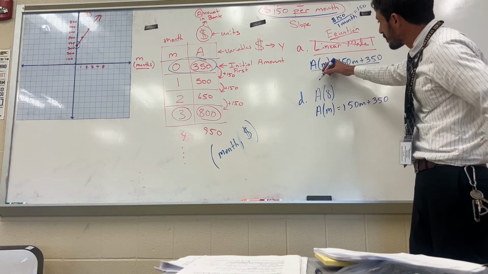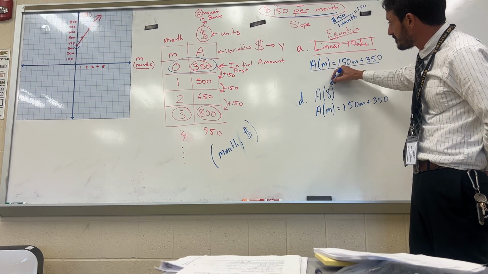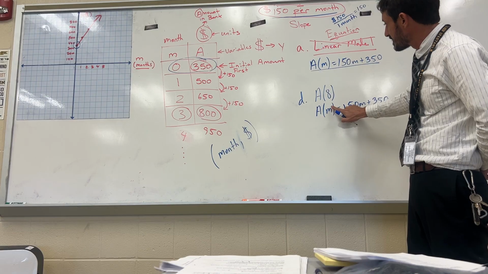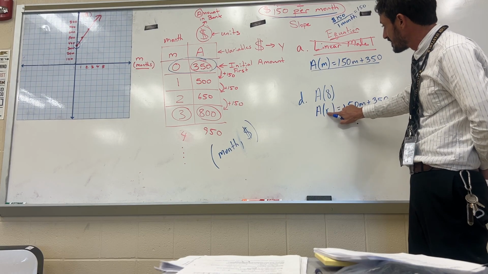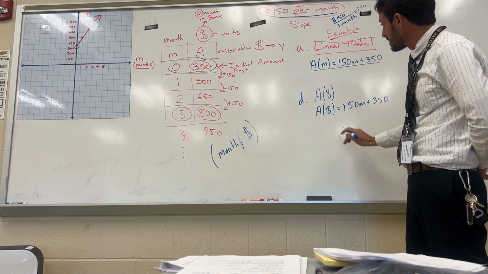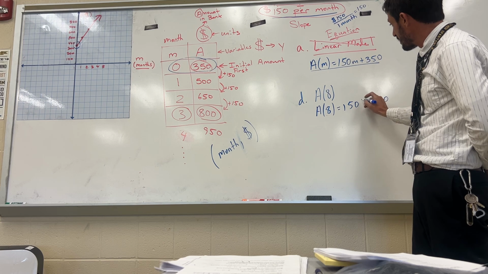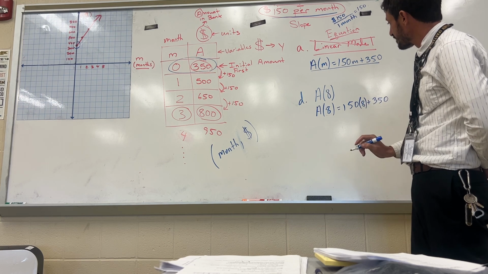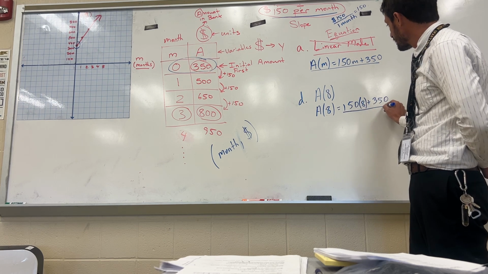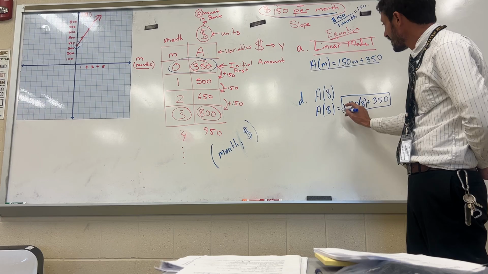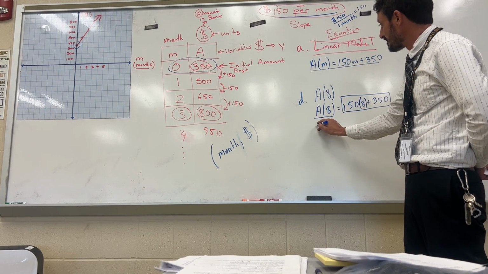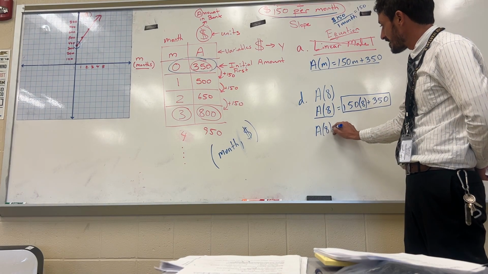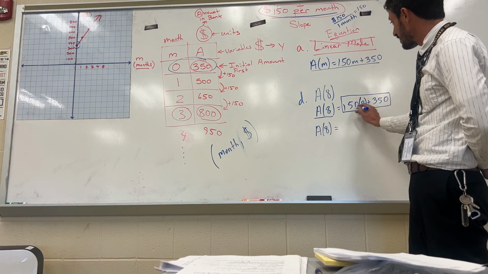In this case, we're looking for the amount after 8 months. Notice that the 8 is going to replace the M. Once you write this equation, just erase your M and put the 8, and come over here and erase your M and put the 8 in parentheses. Now what you have to do is you have to calculate this part. The A of 8 is just a symbol. The amount after 8 months is how we say this, is equal to this calculation.